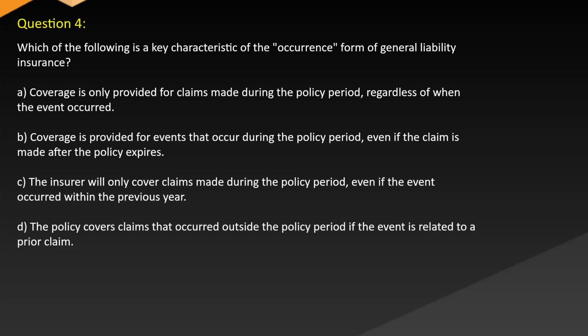Question 4. Which of the following is a key characteristic of the occurrence form of general liability insurance? A. Coverage is only provided for claims made during the policy period, regardless of when the event occurred. B. Coverage is provided for events that occur during the policy period, even if the claim is made after the policy expires. C. The insurer will only cover claims made during the policy period, even if the event occurred within the previous year. D. The policy covers claims that occurred outside the policy period if the event is related to a prior claim.